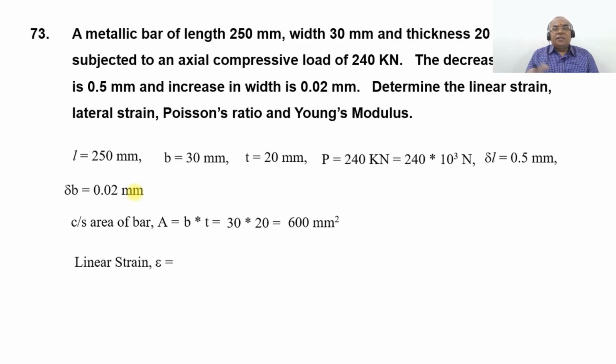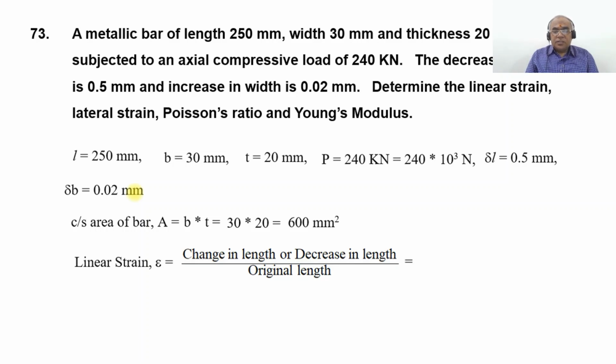So what is the linear strain? The linear strain is delta L by L, the decrease in length by the original length. We know delta L is 0.5 and the length is 250, which gives 2 into 10 to the power of minus 3. Since it is a strain, it has no unit.